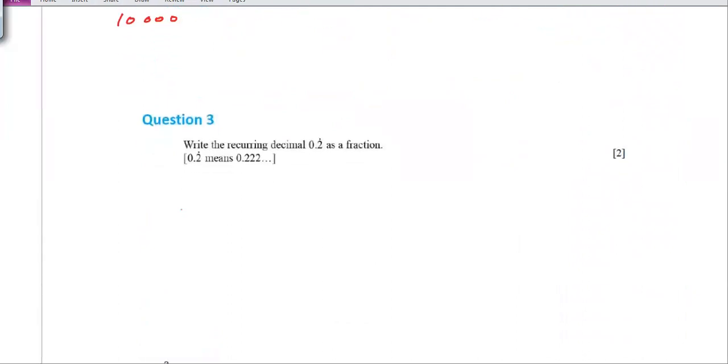Okay. In the next one, write the recurring decimal 0.2 as a fraction. Now this is a recurring decimal and you want to write it as a fraction. I will say let the given one be x, which is 0.2 with a dot on it. This means the 2 will repeat. You can write it 0.222 and so on. Say this is equation number 1. Now how many digits are repeating? Just one digit is repeating. So if just one digit repeats, we multiply both sides by 10.